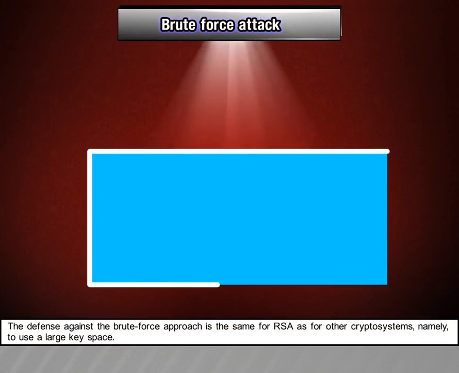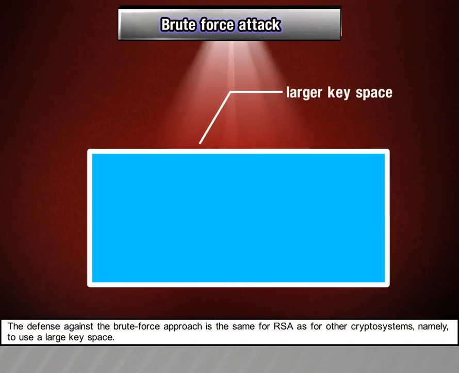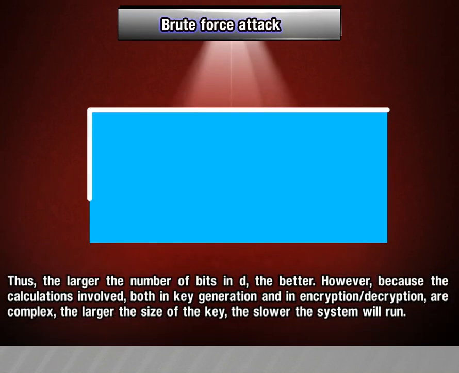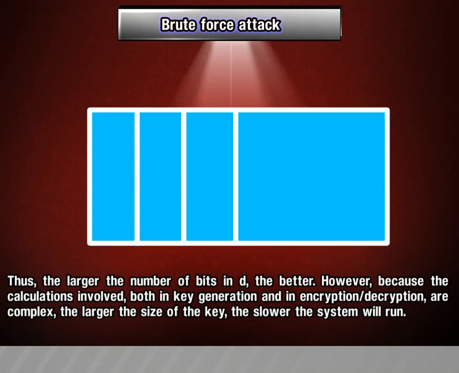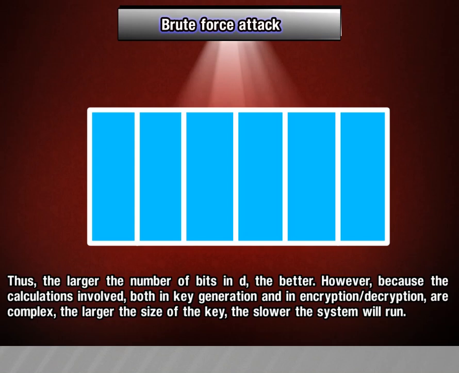Brute force attack. The defense against the brute force approach is the same for RSA as for other cryptosystems, namely to use a large key space. Thus, the larger the number of bits in d, the better. However, because the calculations involved, both in key generation and in encryption or decryption, are complex, the larger the size of the key, the slower the system will run.